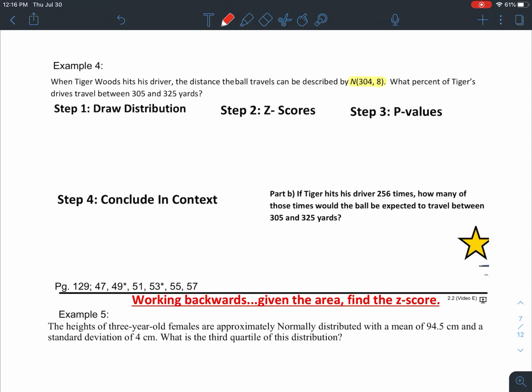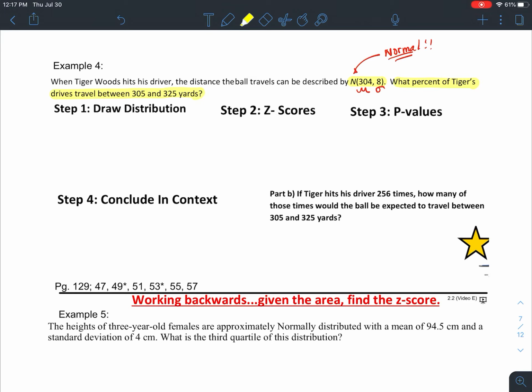This is statistics' way of telling us the shape, the center, and the spread. Remember, this N is telling us this is a normal distribution. The reason that's important is that it allows us to use Table A to find these areas. We know it's not skewed. The first number is the average distance, the mean, and the second number is the typical spread, which is 8. This is in yards.